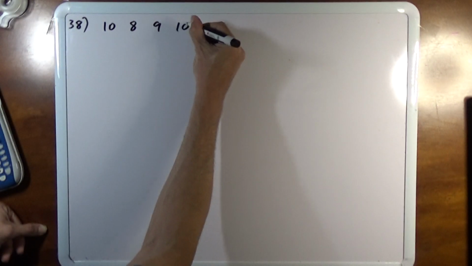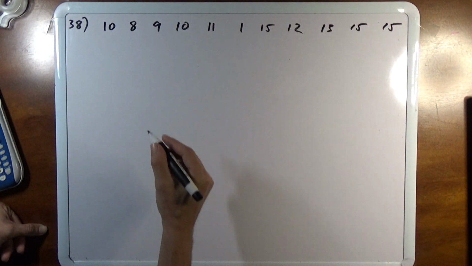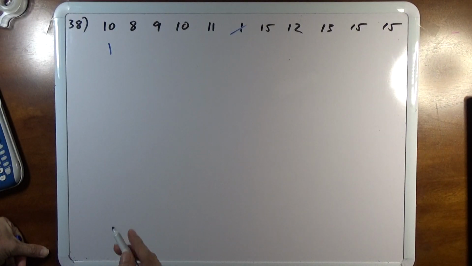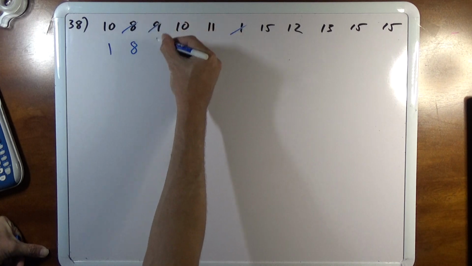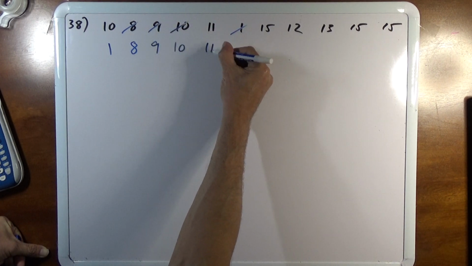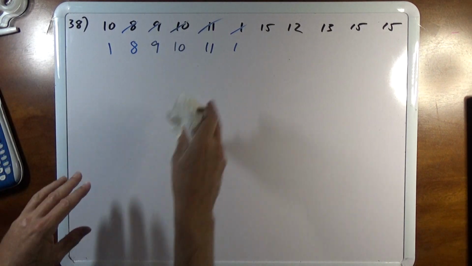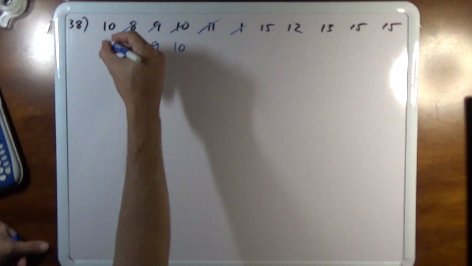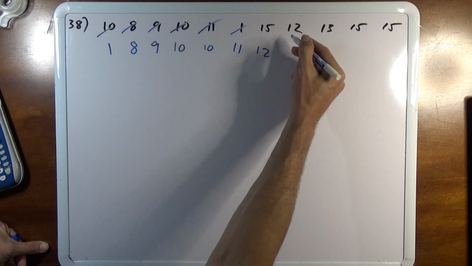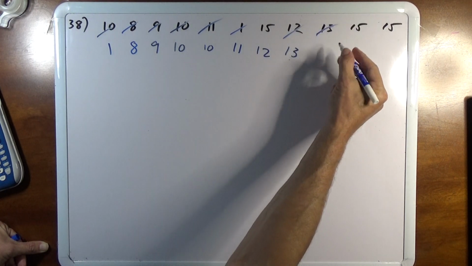So, okay, what do we got? 10, 8, 9, 10, 10, 8, 9, 11, 1, 15, 12, 13, 15, 15. So let's try and put this in order. Shouldn't be too bad. 1. And then what's next? 8. And then 9. Any other 9s? No. 10. 11. 12. Oh, sorry, I already messed up. There are 2 10s. 12. 13. And then the 15s, 1, 2, 3 15s.